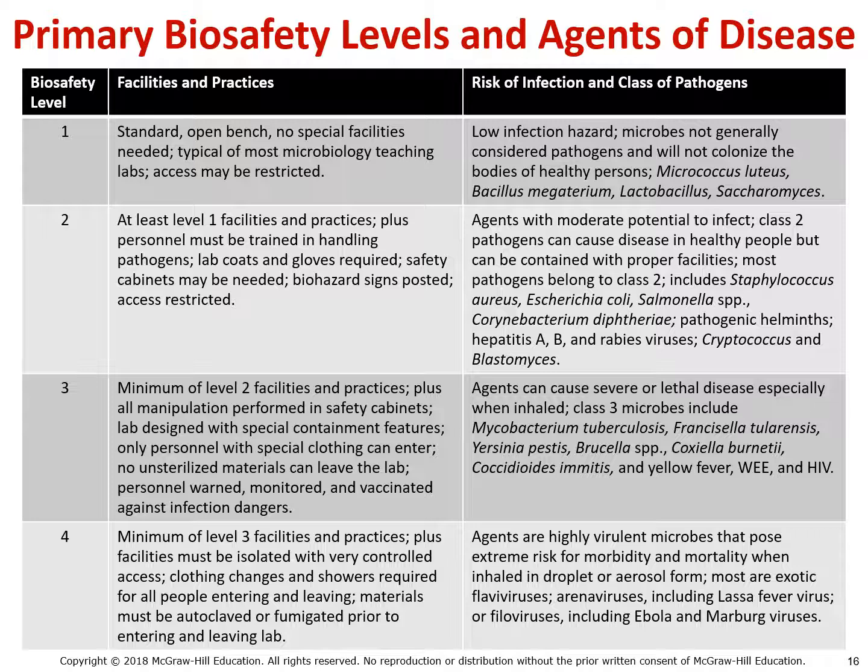Okay, some examples include things like Micrococcus or Bacillus megaterium or Lactobacillus, even Saccharomyces. Saccharomyces being things like baker's yeast. But notice whenever we go up to level 2, things start to get a little more serious. We start to see pathogens like Staphylococcus aureus and E. coli, Salmonella, diphtheria, hepatitis A and B, rabies is level 2.